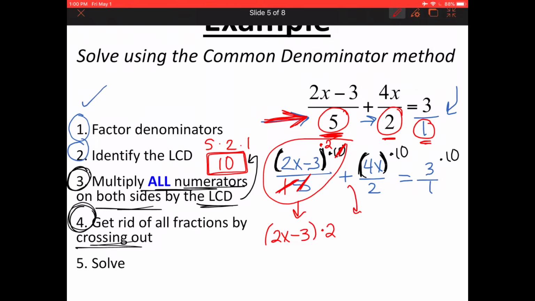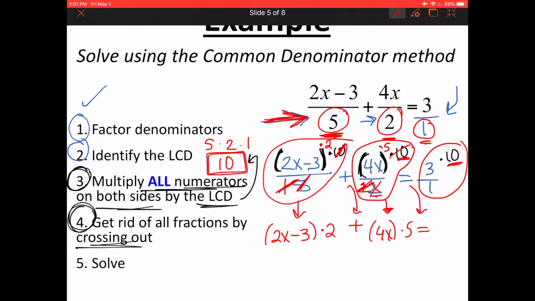Okay? I'm going to carry down my plus symbol. For my second fraction, the 10 over 2 can become times 5 over 1. Remember, the 1 in the denominator can cross out. So for this fraction, I really have 4x times 5. I put my equal sign, and then for my last fraction, the 10 over 1, I can just cross out that invisible 1, so I really have 3 times 10. Okay, guys? Hopefully you see how we've gotten to this step.